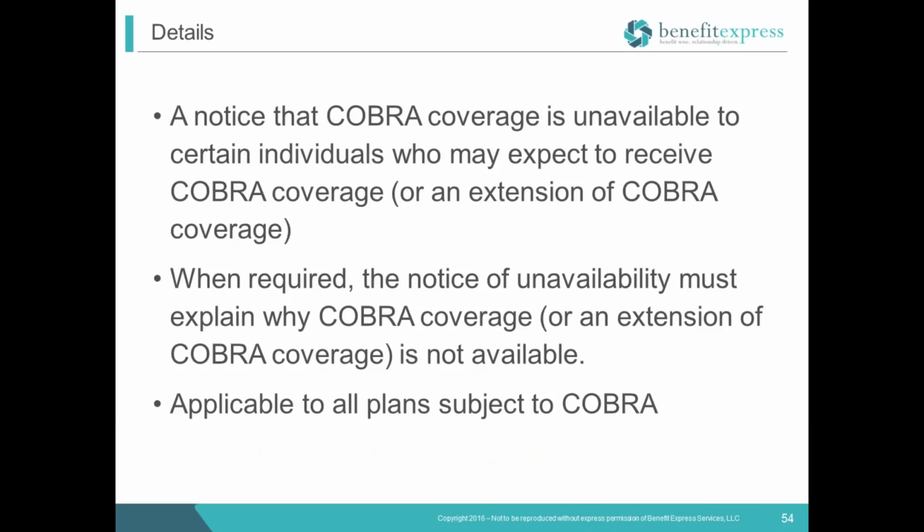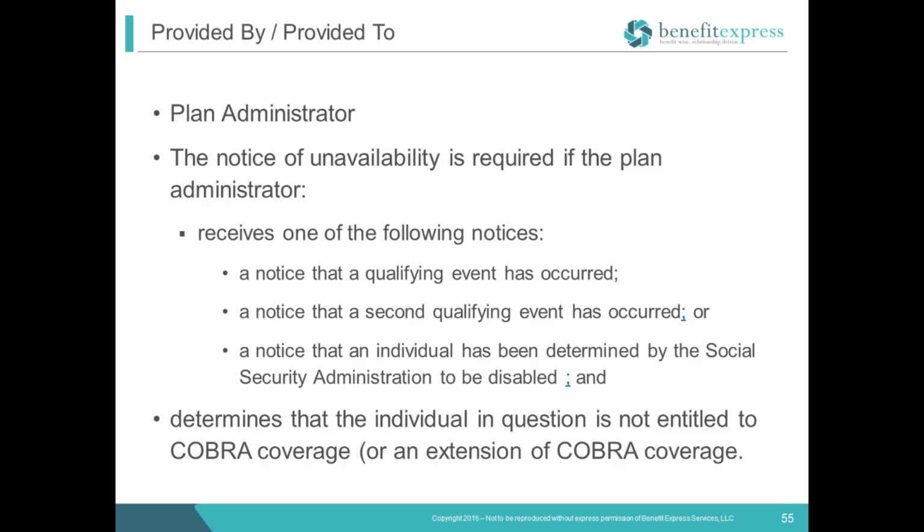And then another notice you may have never heard of is the notice of unavailability of COBRA coverage. This notice is given anytime anybody applies for COBRA and they're not eligible for COBRA. You must explain why COBRA coverage or an extension of COBRA coverage is not available. Somebody, for example, thinks they were covered by a plan, but they weren't. They were not covered at the time of the qualifying event. And so you have to tell them, I'm sorry, but we're not going to offer you coverage. So it must be provided by the plan administrator.